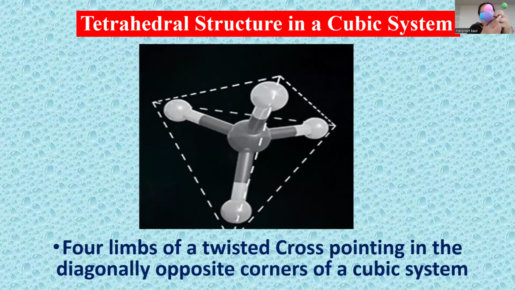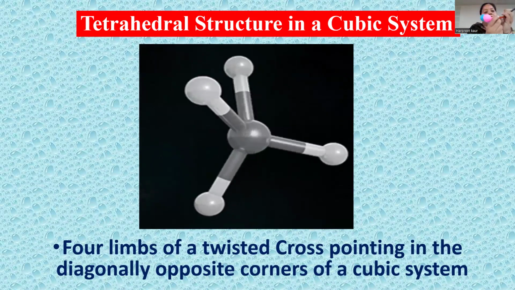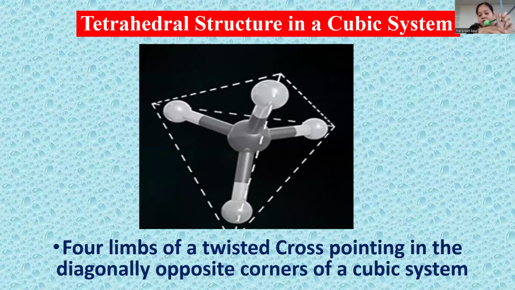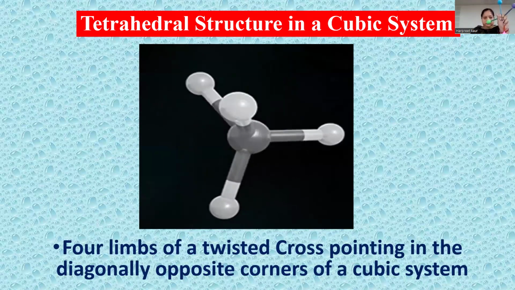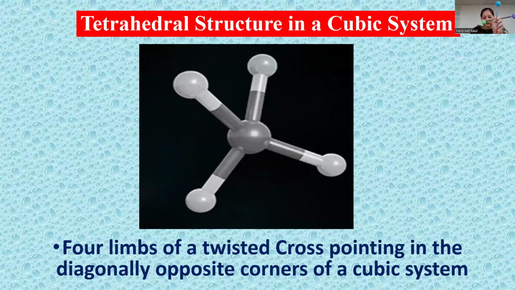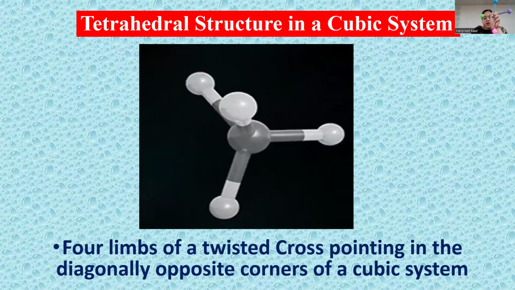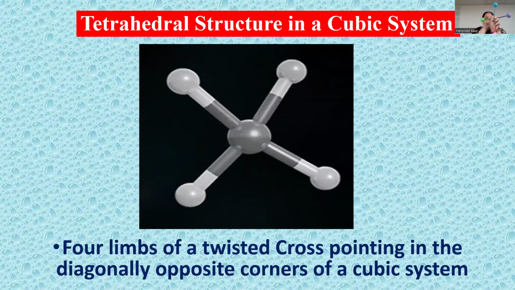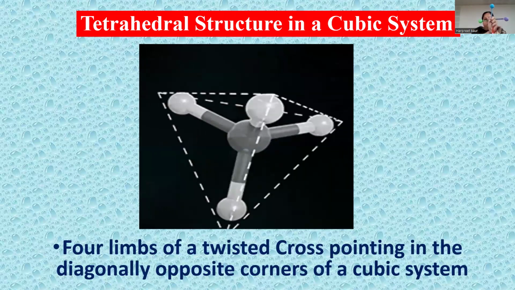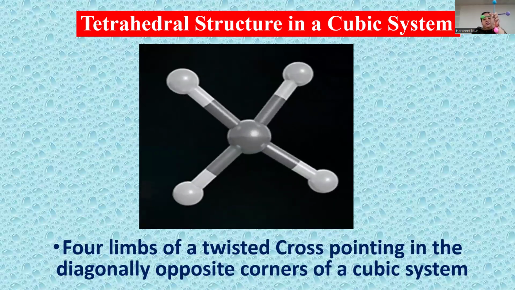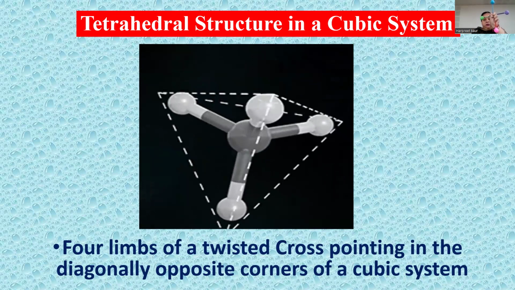Now, if we consider these 4 bonds in this position, they represent a 2D figure. It's simply a cross or a plus sign with bond angles of 90 degrees. And this is a 2D figure.